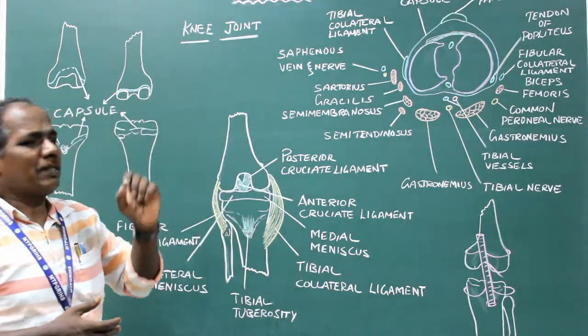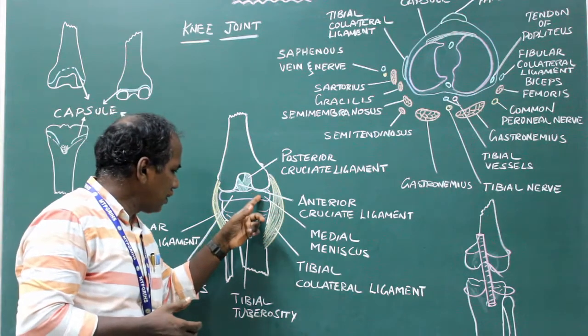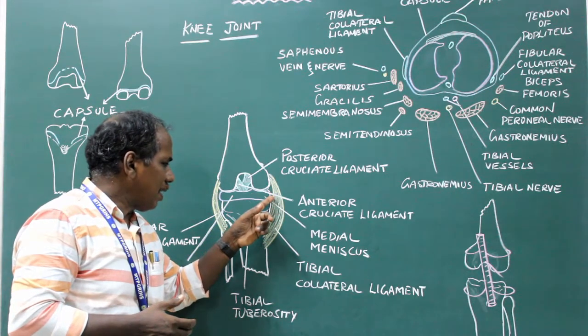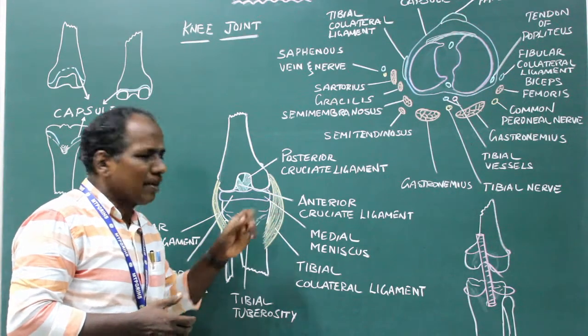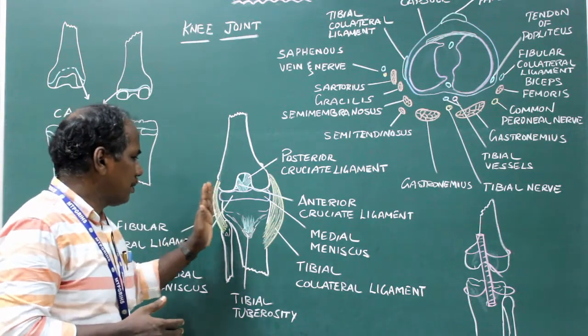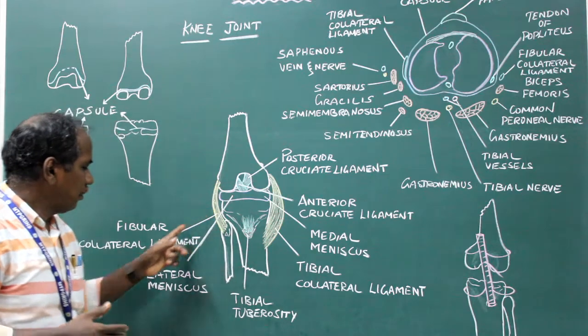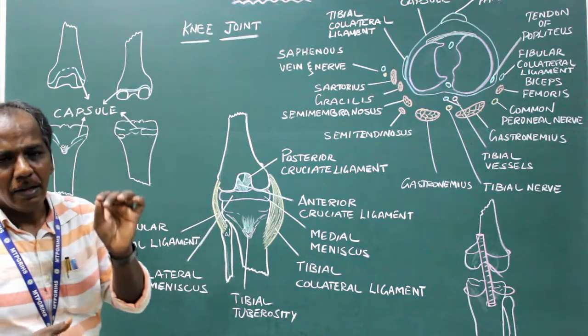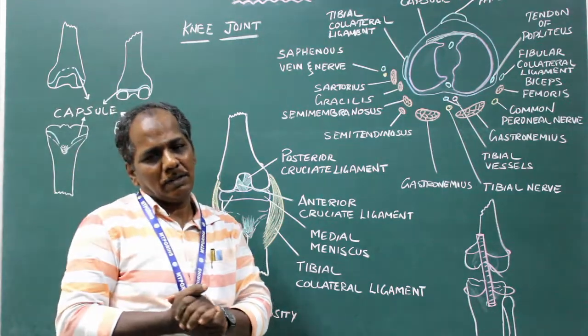The medial meniscus is attached to the inner aspect of the tibial collateral ligament, whereas the lateral meniscus is separated from the fibular collateral ligament by the tendon of popliteus.